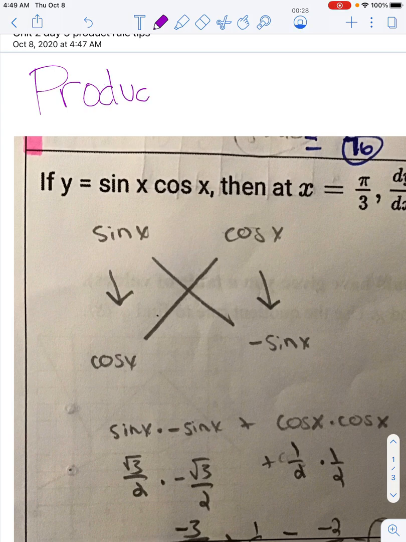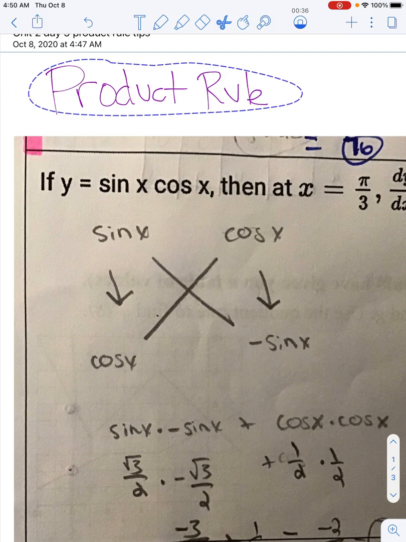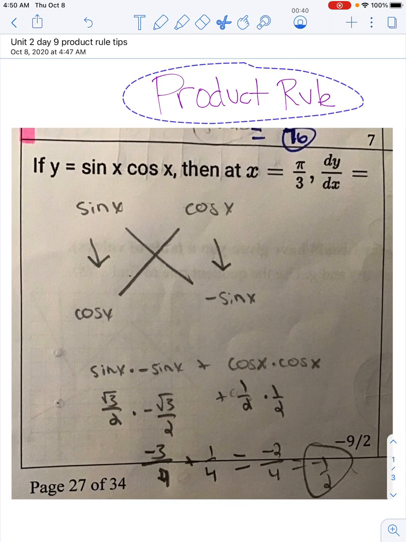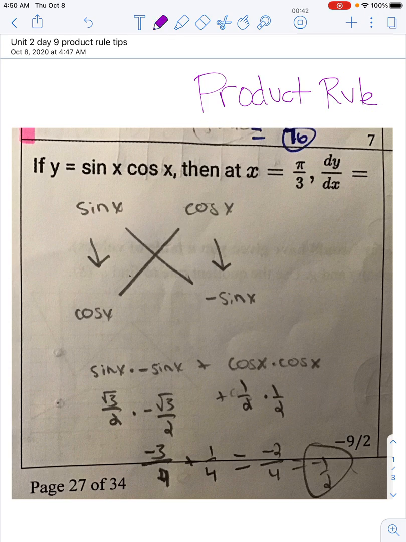Okay, so this is a tip for the product rule. So we're going to call this the product rule. Let's see here. How about Anna's tip for the product rule? Anna's tip. Okay, so this is what she does.